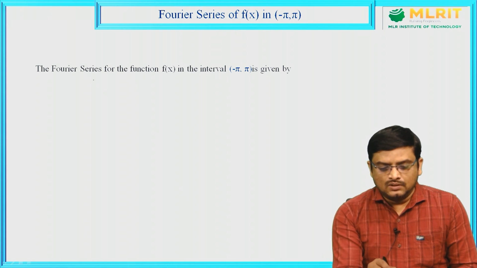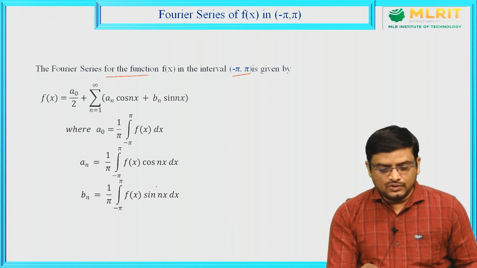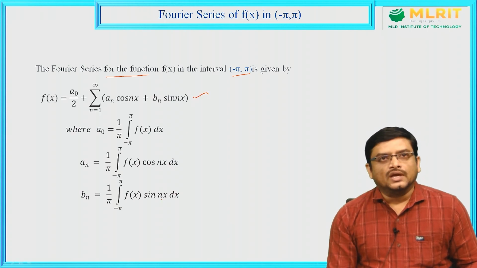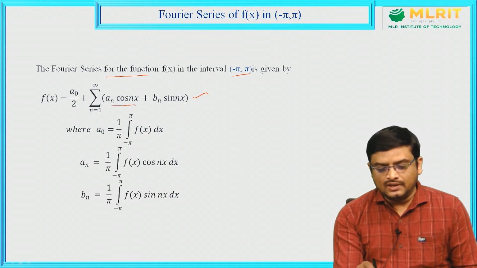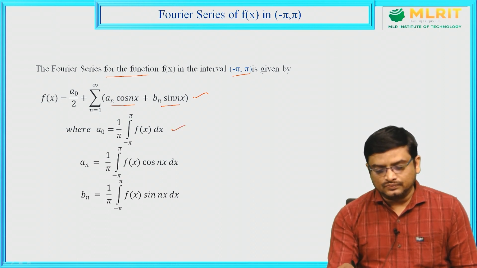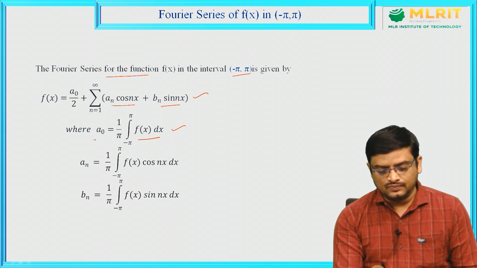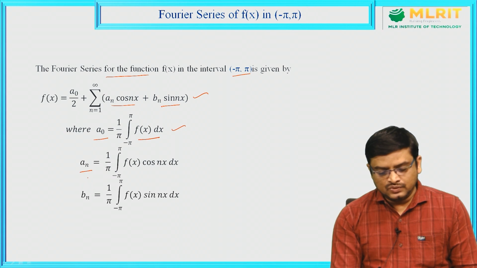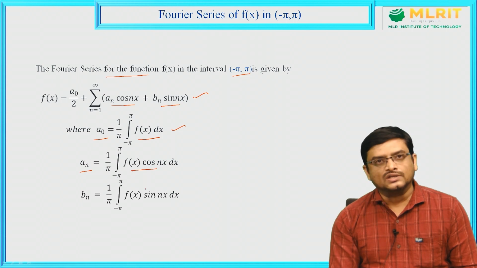The Fourier series of f of x in the interval minus pi comma pi is given by f of x is equal to a naught by 2 plus summation n is equal to 1 to infinity a n cos nx plus b n sin nx. Similarly, a naught is given by 1 by pi integral minus pi to pi f of x dx. By using this definite integral we are going to find out the value of a naught, and next the a n value. So a n is given by 1 by pi integral minus pi to pi f of x into cos nx dx.